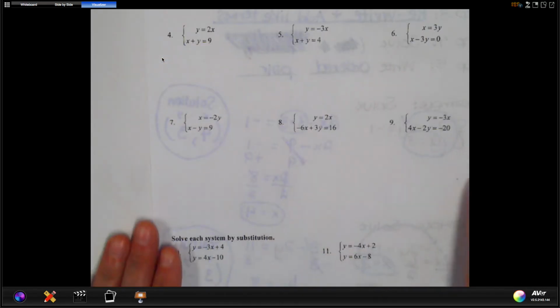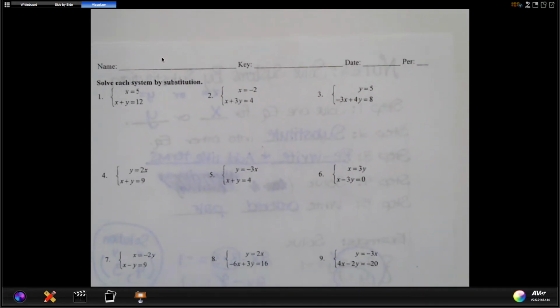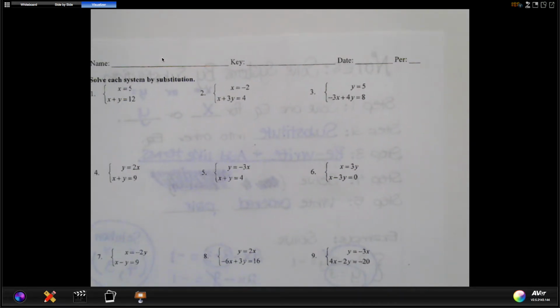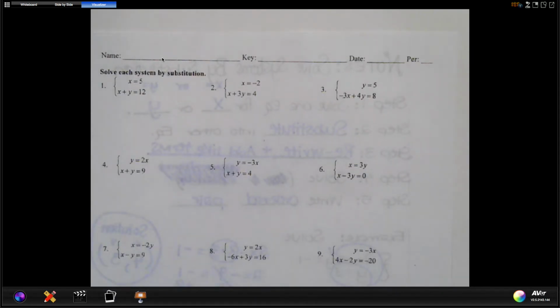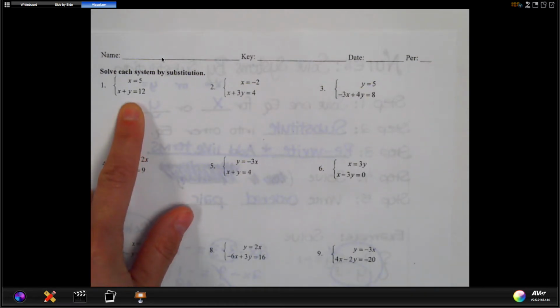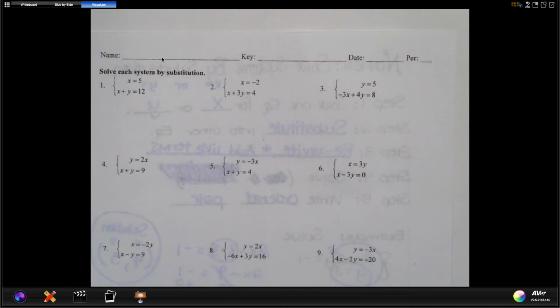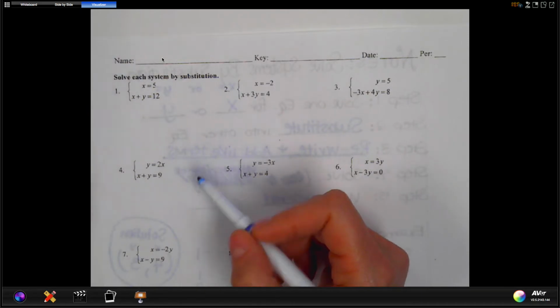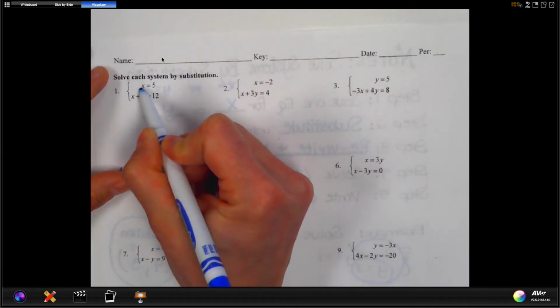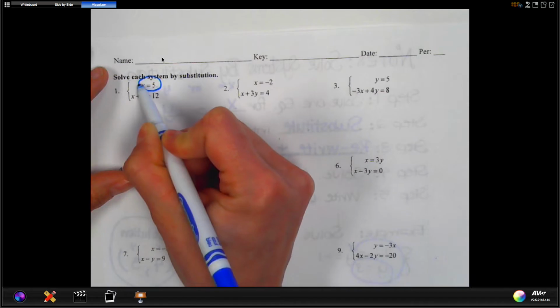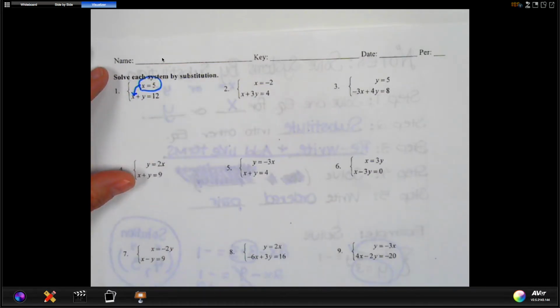Let's flip it over and do one or two of our homework problems, okay? So our homework problems on the other side, we'll start with number 1, and then we'll do another one. So number 1, starting here, it says x equal 5 for the first one, and the second one says x plus y equal 12. Okay, so remember, we need one of them to say either x equal or y equal, and it does already. So we're going to take that and substitute it into this equation here.